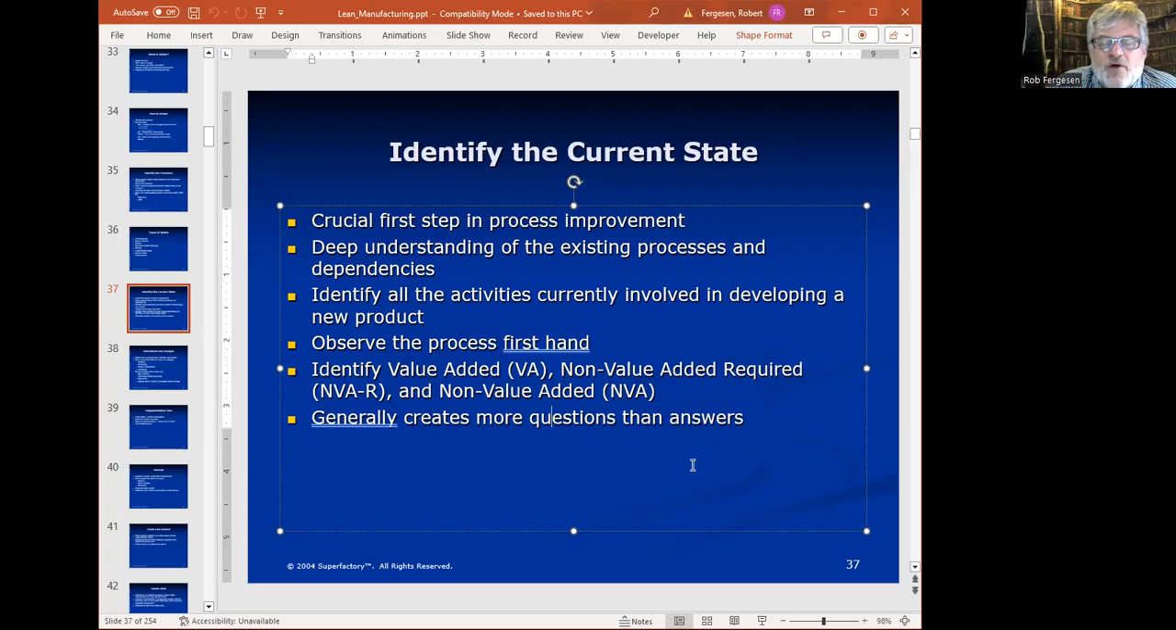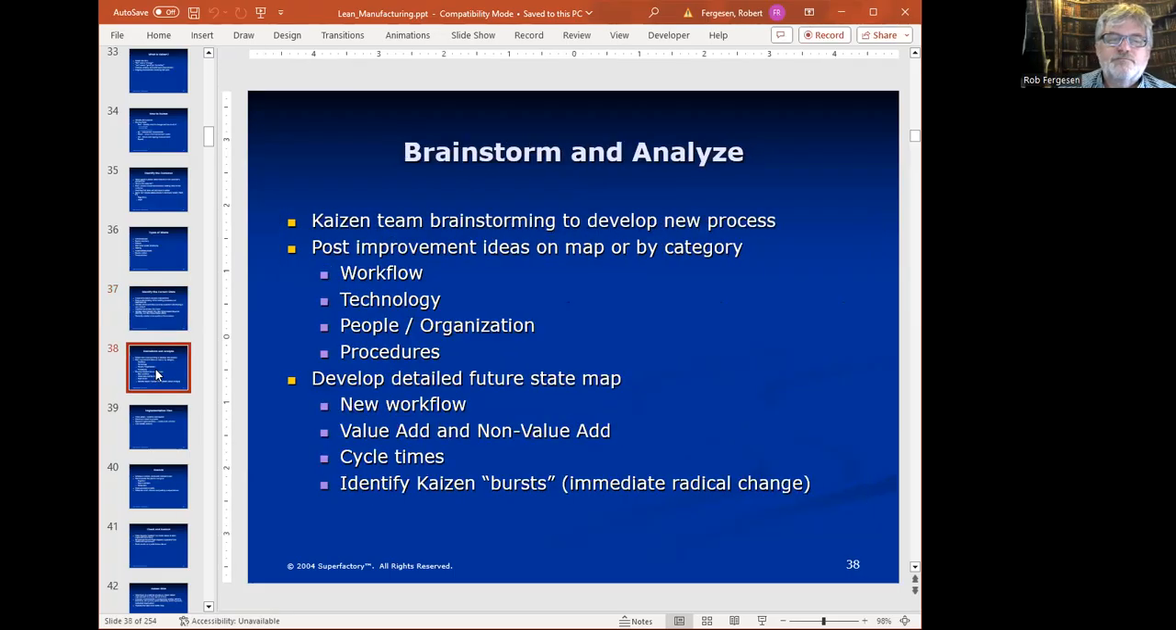And the current state process is usually more questions than answers. Now, the Kaizen uses the brainstorming approach. Brainstorming, if you're not familiar with it, means you gather a team together in a room, but the team makeup has to be really important. It has to be people who know a lot about the process, who are willing to share what they know, and who are willing to listen to other people in the room. Willing to share, willing to listen.